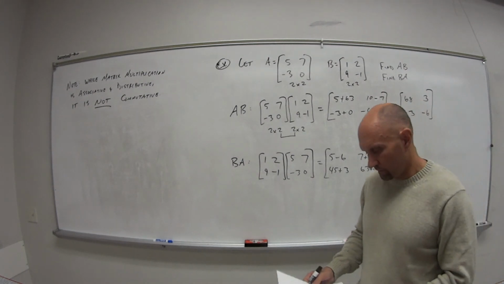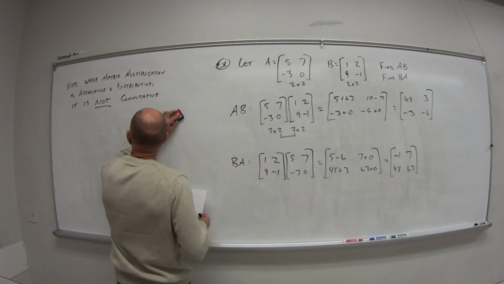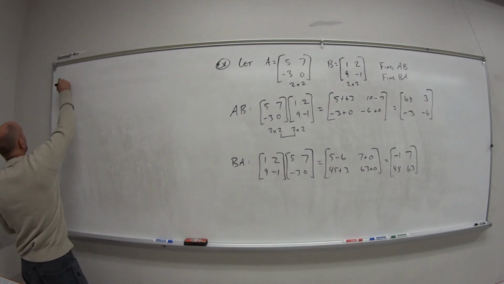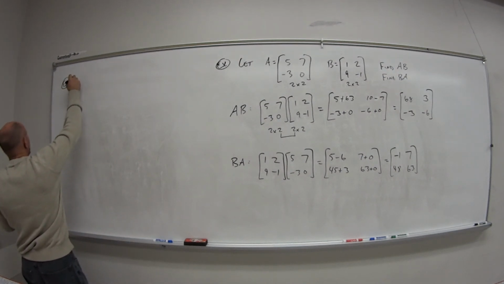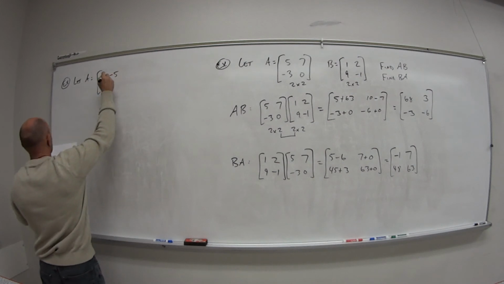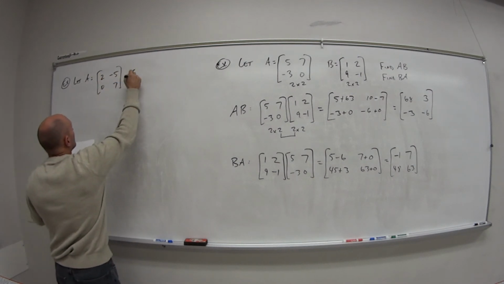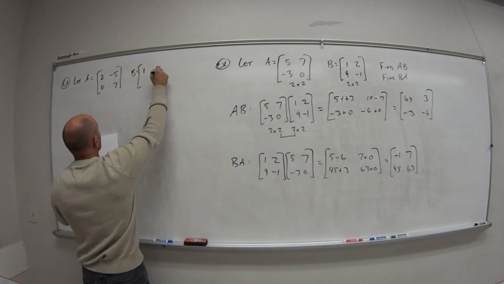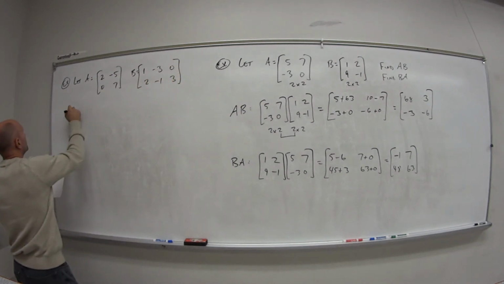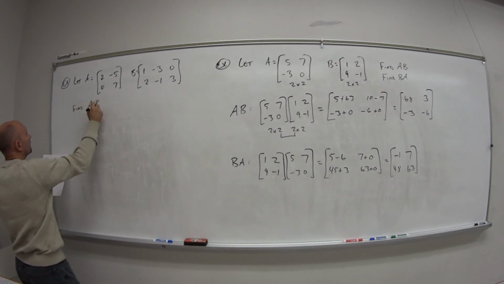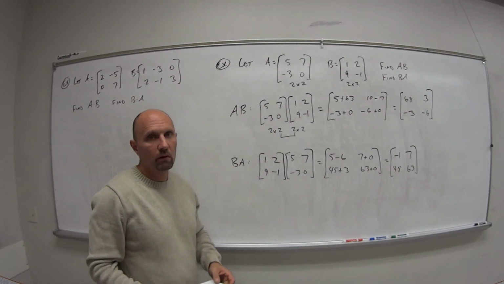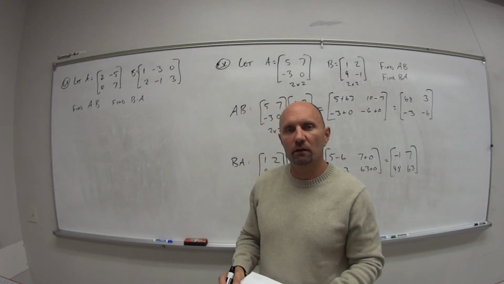So the last example here. So let's let A equal 2, negative 5, 0, 7. And B is 1, negative 3, 0, 2, negative 1, 3. So again, find A times B and find B times A if you can do any of them at all. So go ahead and hit pause, give it a try, come on back, let's see how you did.